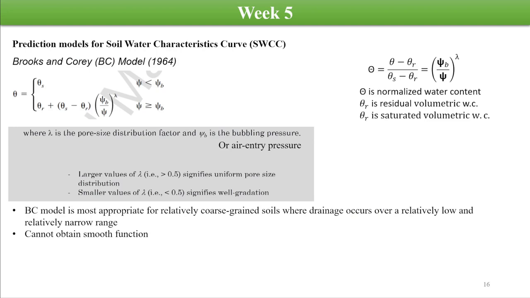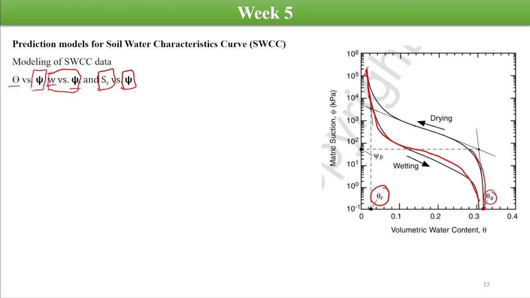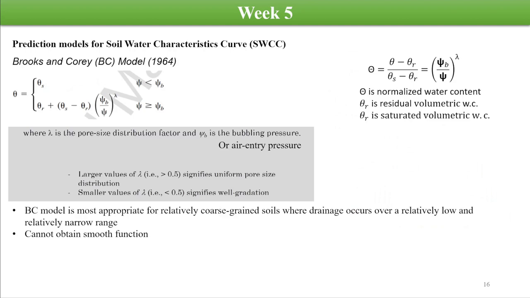This soil water characteristic curve is actually made based on experimental results, but we need to have some prediction models based on which we can calculate these soil water characteristic curves, right? One of the models is that of Brooks and Corey. This Brooks and Corey model dictates a non-continuous function for the soil water characteristic curve.